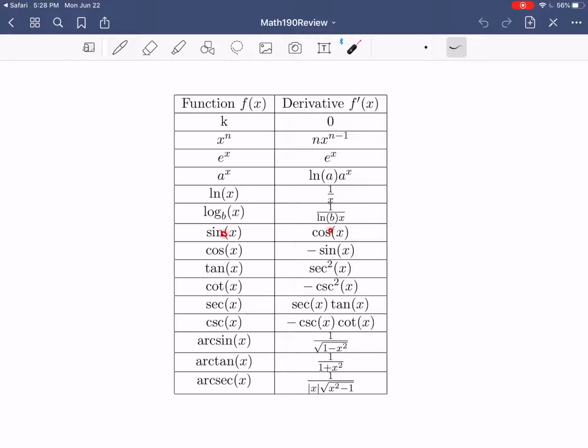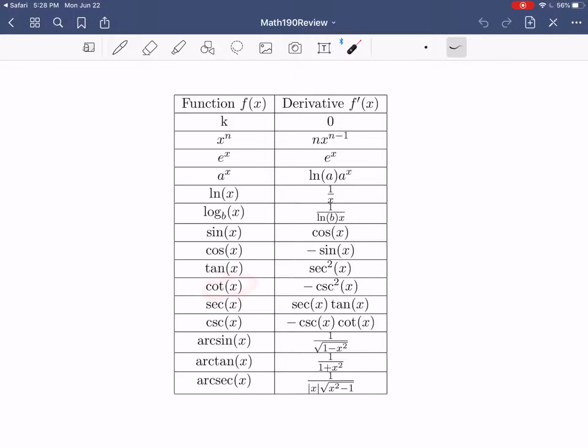Derivative of sine is cosine. Derivative of cosine is negative sine. So as you guys know, if you keep differentiating sine and cosine, they just keep going around in a pattern. Derivative of sine is cosine. Derivative of cosine is negative sine, so on and so forth. For the derivative of tangent of x, you get secant squared.